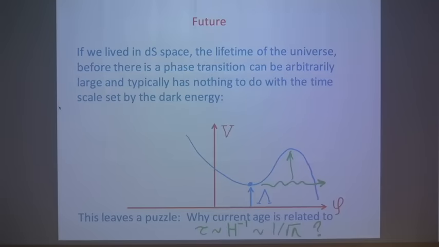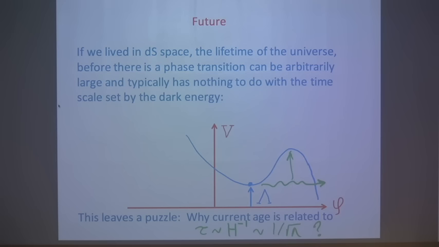How about the future? Well, if we lived in de Sitter space, the lifetime of the universe before there is a phase transition can be arbitrarily large, because we would presumably be either infinitely stable or have some decay in the usual metastable form, but there is no relation between the cosmological constant, this energy, and the height of this barrier. So in principle, the lifetime is completely unrelated to the dark energy or cosmological constant. However, today, the lifetime is very interestingly related to 1 over the square root of lambda.